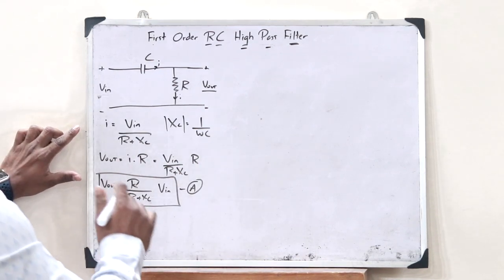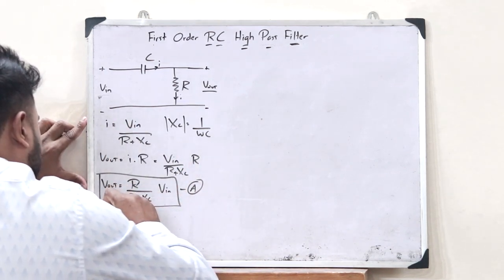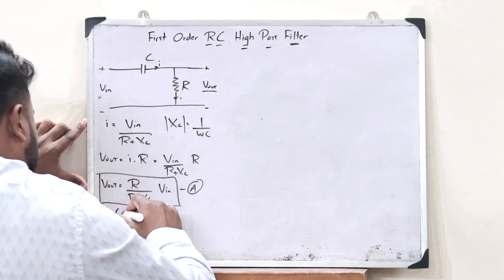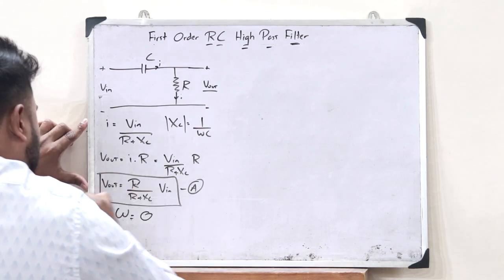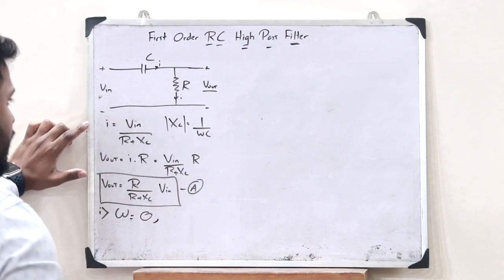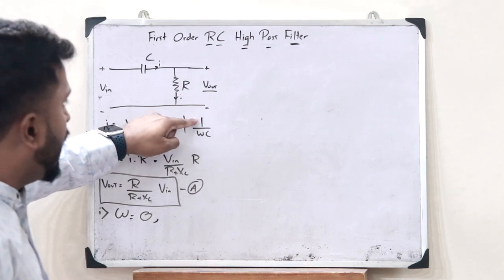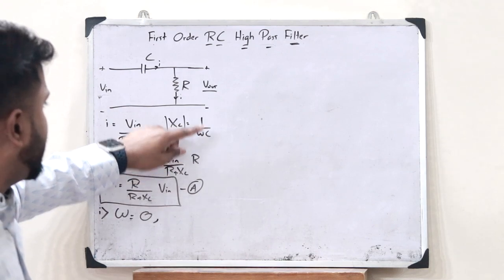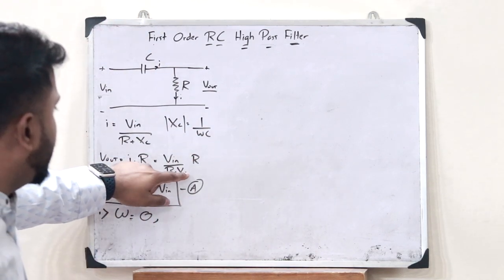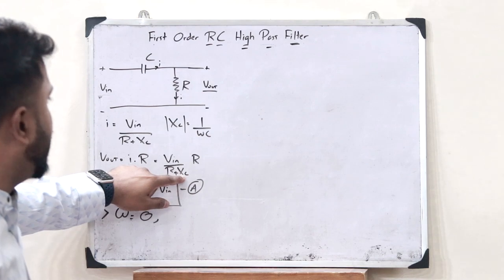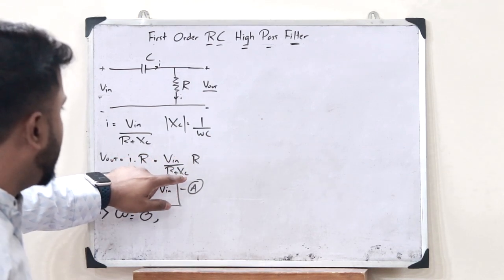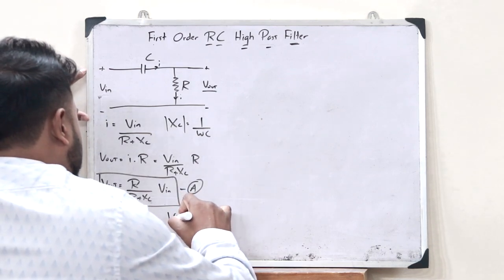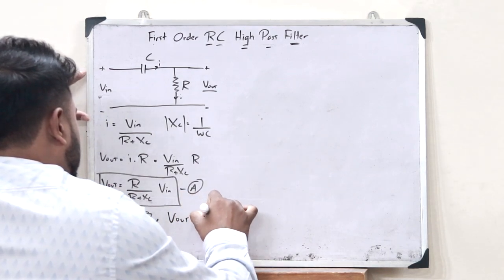Now here, we have two extreme cases. The first case is the case in which the value of omega is zero. When omega is equal to zero, 1 by 0 becomes infinity, so the value of XC becomes infinity. Therefore, R divided by R plus infinity becomes 0. That means that the output voltage V out is equal to 0.